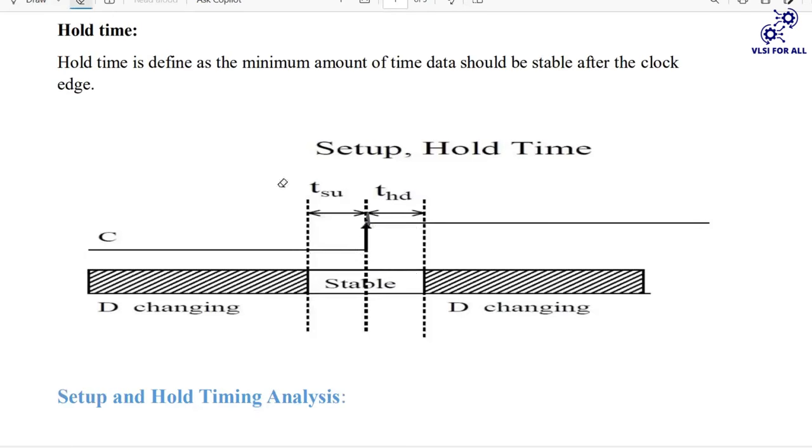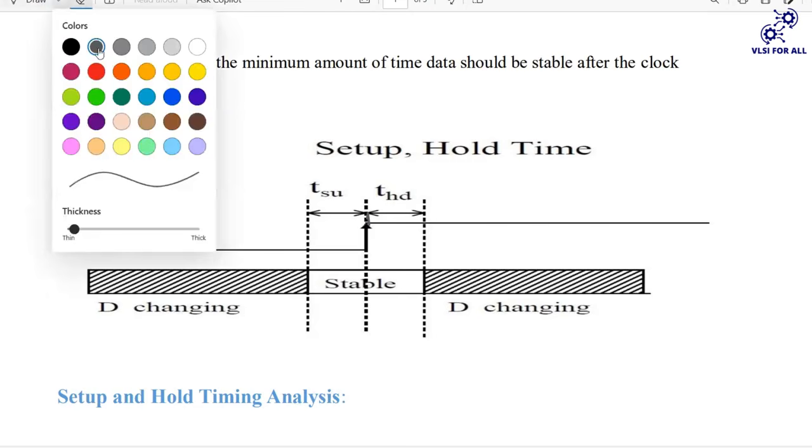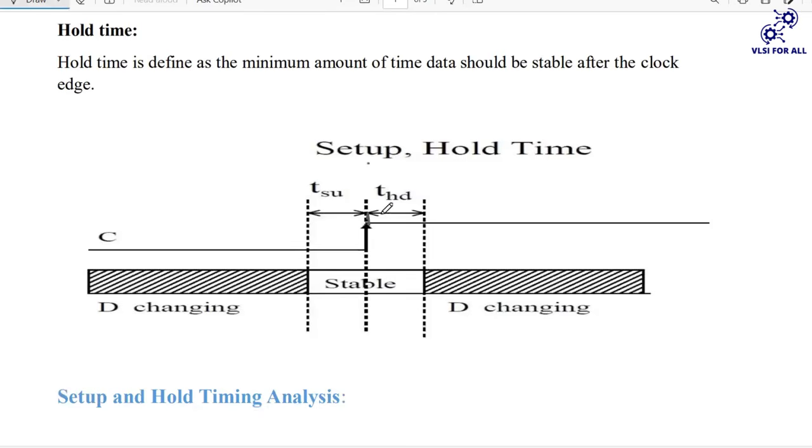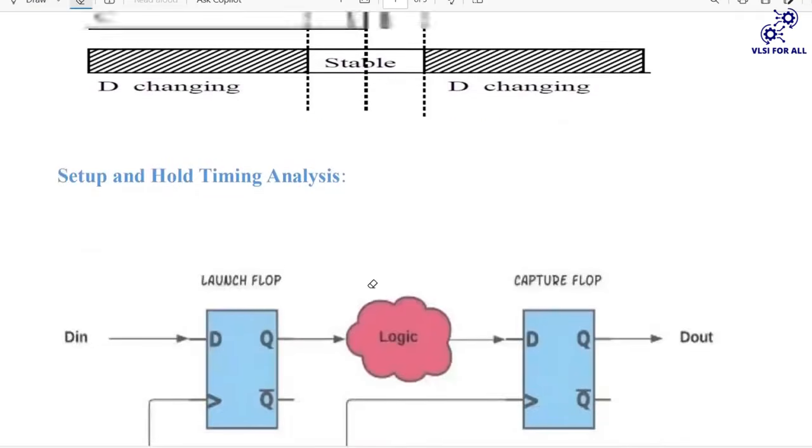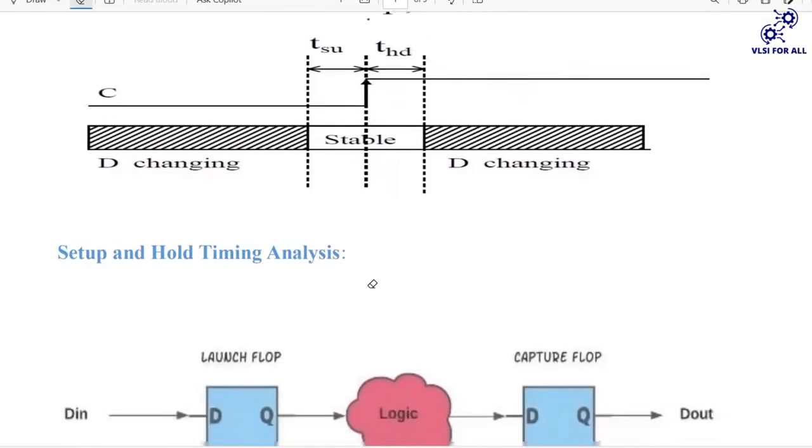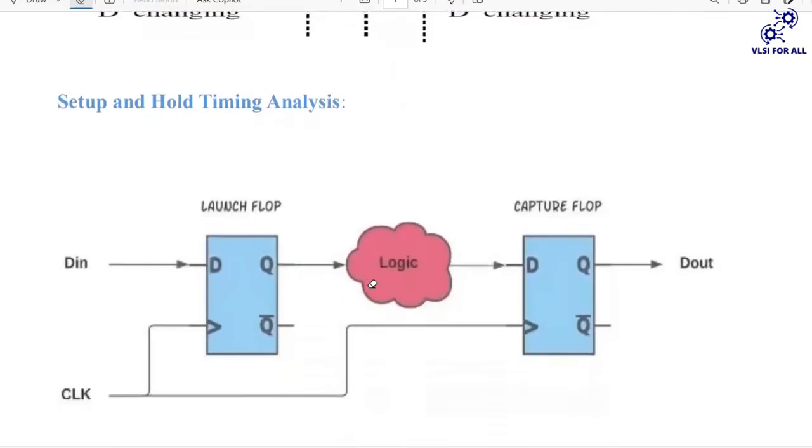If data comes after the edge, setup is violated. If the data comes before the edge, hold is violated. For the hold, data coming before the edge means hold is violated. For the setup, data coming after the edge means setup is violated. That is about setup and hold timing.